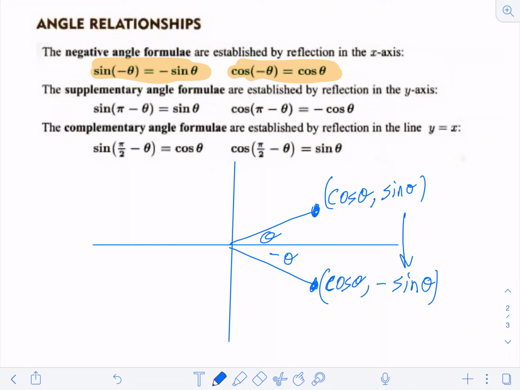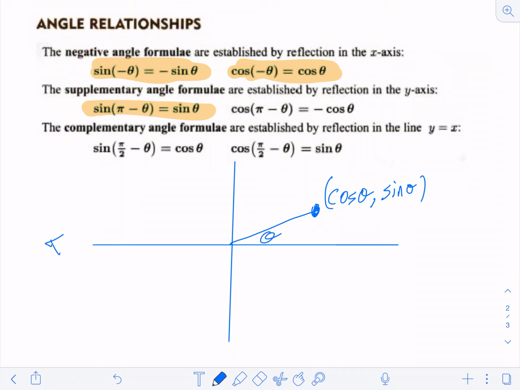Let's talk about supplementary angles, right, for the next one. So let me erase this all here. This first one says that sine of pi minus theta is equal to sine of theta, right? So here's cosine, sine of theta. What about pi? And if I go minus theta, I'm going to end up right here, right? If I go pi minus theta, well, are these two sine values going to be the same? They are. This is still going to be sine of theta. Why? Because they have the same y value, correct?